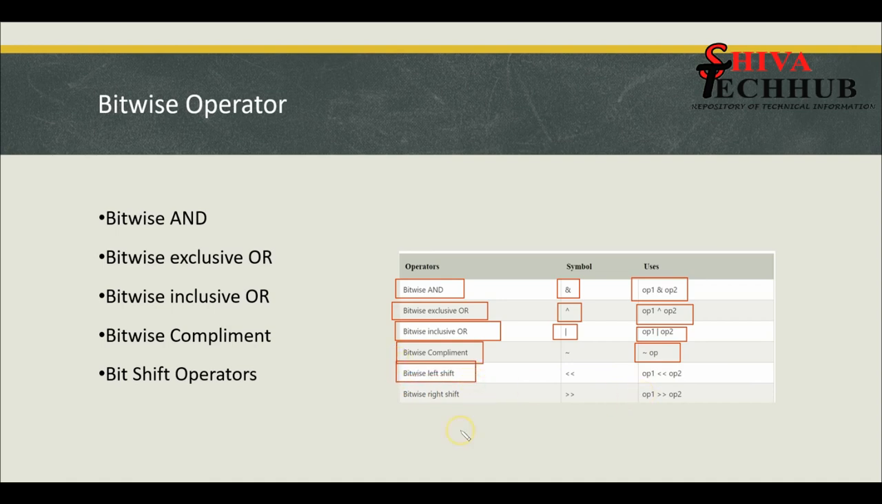Then bitwise left shift. This is the operator that is used to shift the bits to the left. This is the initial value, and this is the number of bits you have to shift, whether to the left or to the right. Then this is the bitwise right shift. Similarly, this is the first variable, and this is the number of bits which you have to shift to the right or left. That is how you need to understand it.